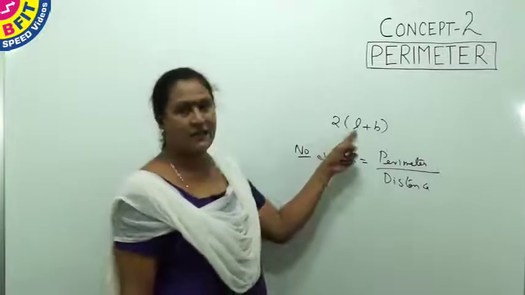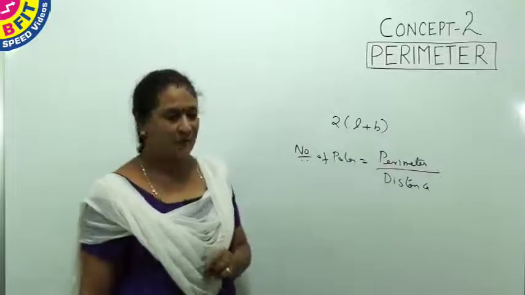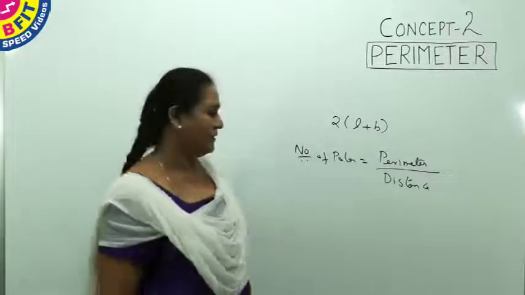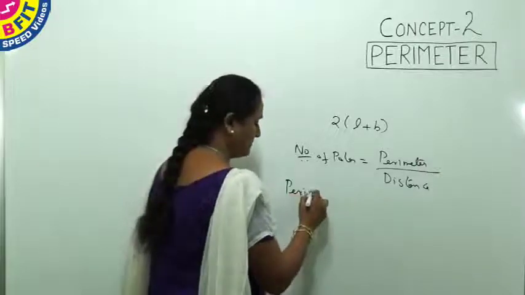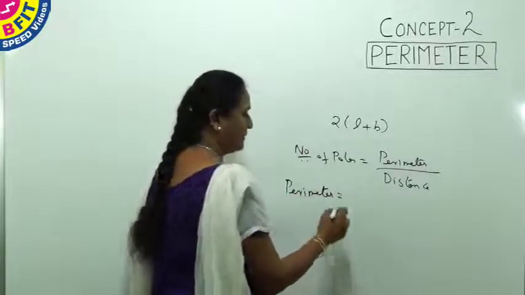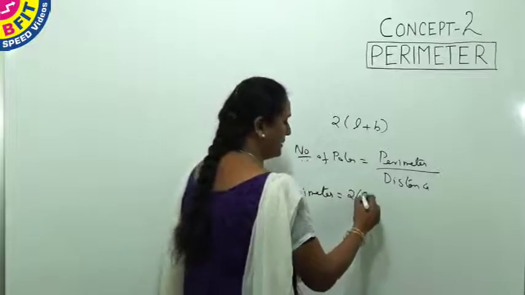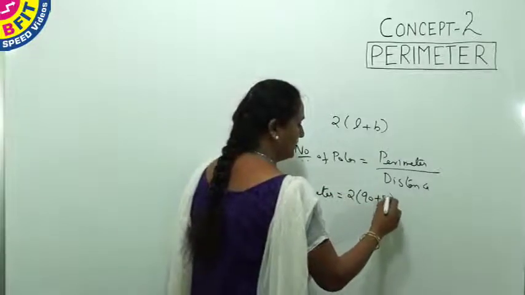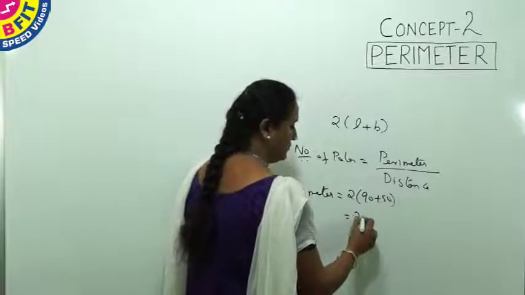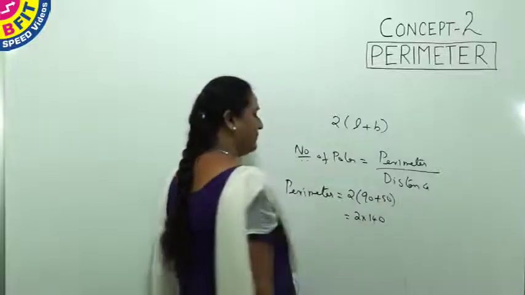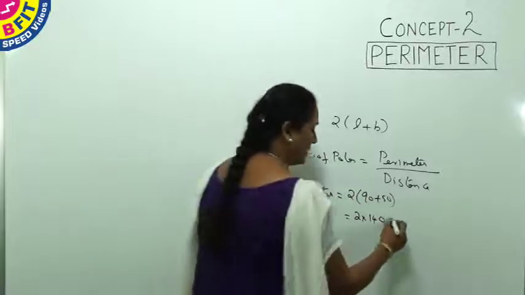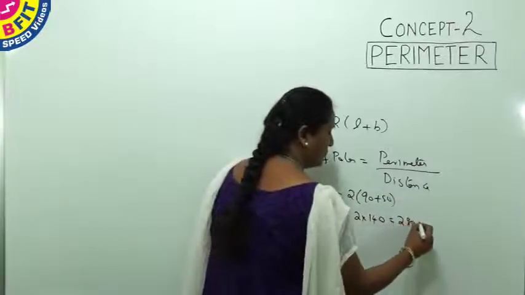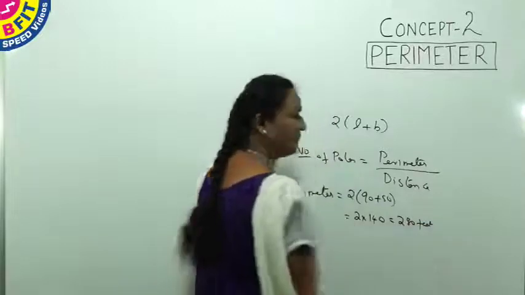So here what is the length given? It is 90 feet and the breadth is 50 feet. So the perimeter is 2 into (90 plus 50), which is equal to 2 into 140. So the perimeter is 2 into 140, that is equal to 280 feet.